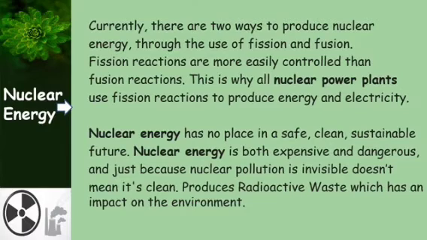Currently, there are two ways to produce nuclear energy, that is through the use of fission reaction or fusion reaction. Fission reactions are more easily controlled than fusion reactions. This is why all nuclear power plants use fission reactions to produce energy and electricity. Nuclear energy has no place in a safe, clean, sustainable future. Though it has many advantages, it is very expensive and dangerous.